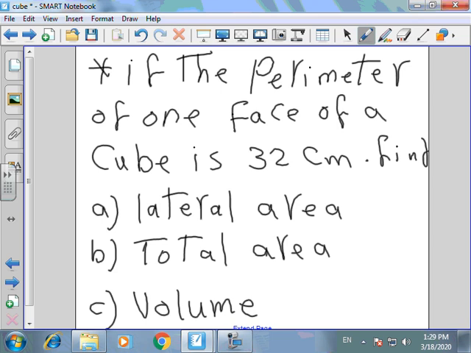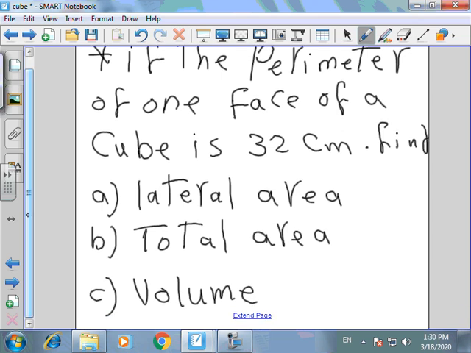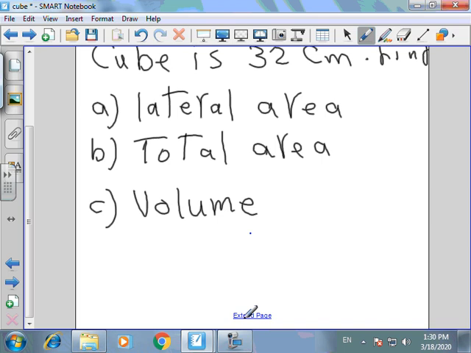If the perimeter of one face of a cube is 32 centimeters, find its lateral area, total area, and the volume. First of all, we have the perimeter of one face. Do you remember how we can find the side out of the perimeter if we have a square? Yes, excellent. We divide the perimeter by 4 to get the edge or the side.